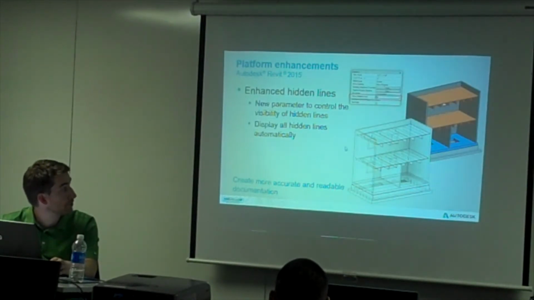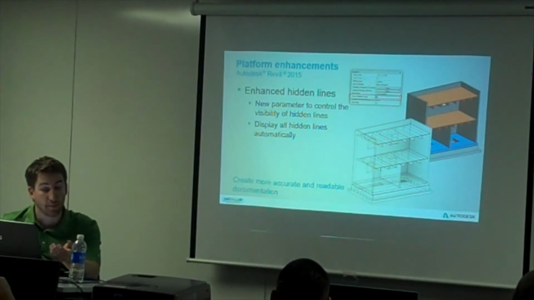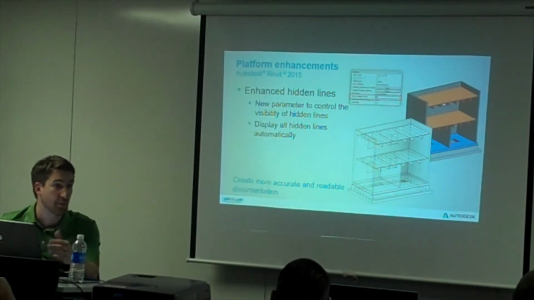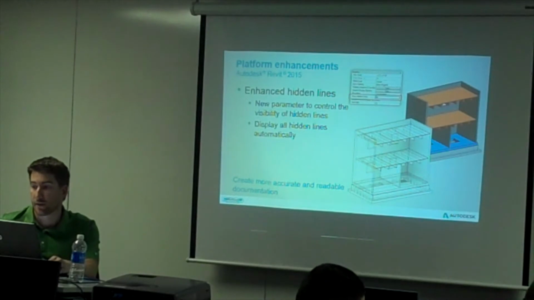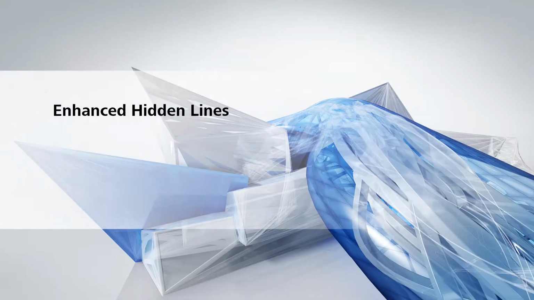Hidden lines. So for a little bit now, you've been able to show your hidden lines in different 3D views for structural stuff, for MEP stuff. It becomes nice to do that. Now you can do it automatically for everything in the view, as opposed to having to override a particular display of items to do that. So just real quickly, we can take a look at that.